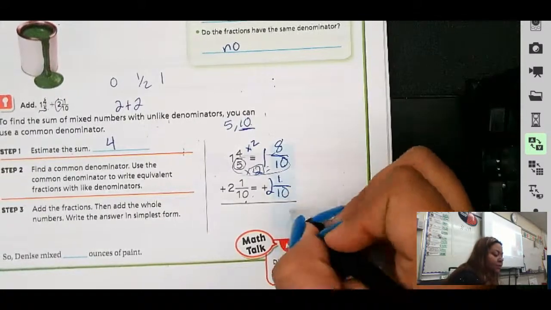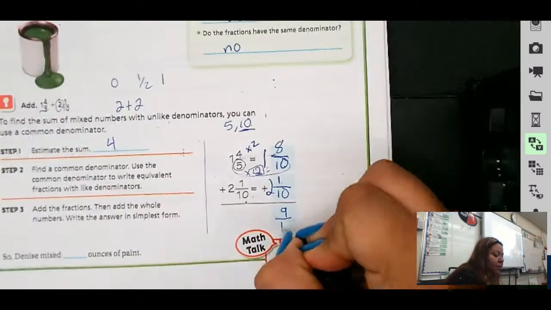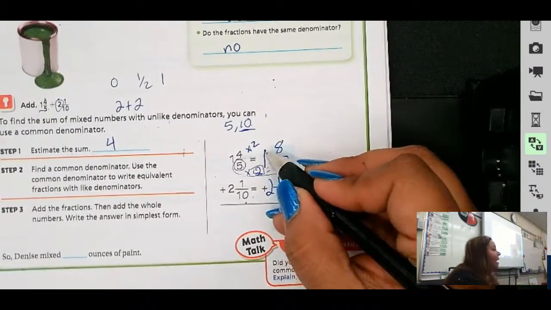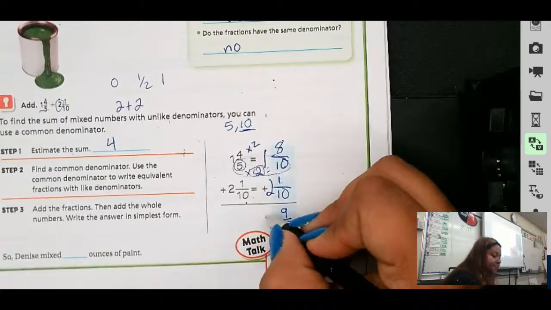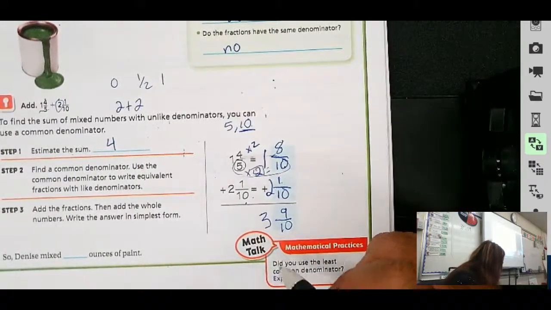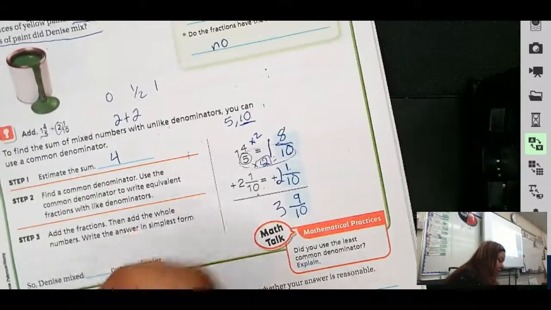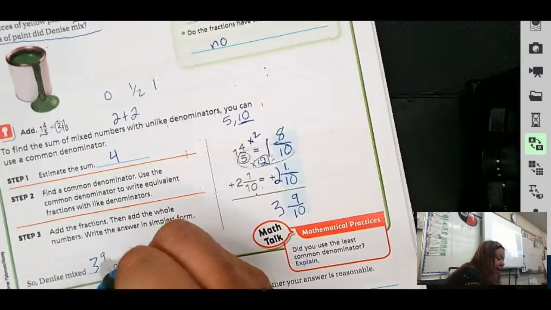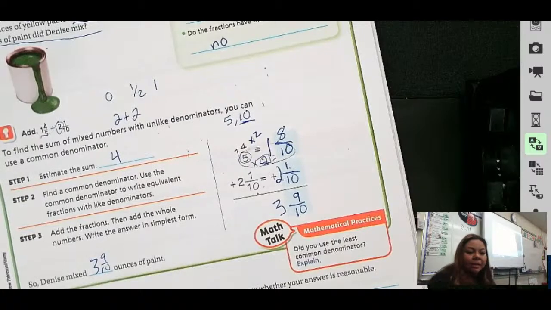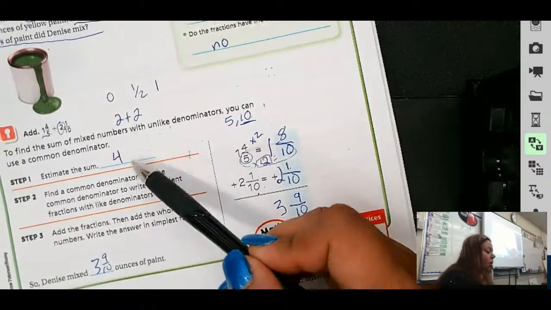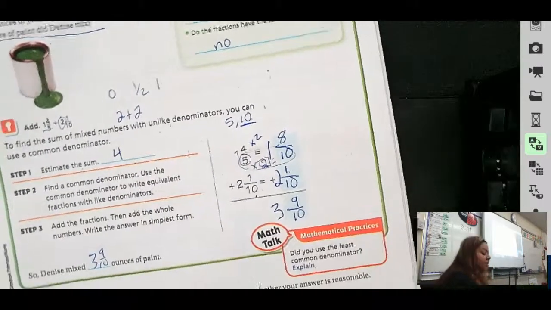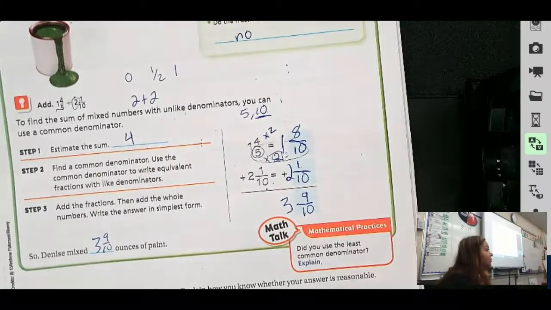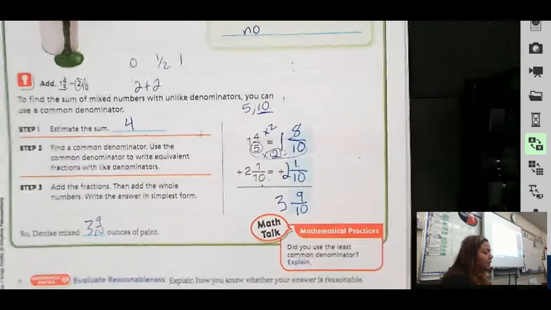What's 8 plus 1? 9. And then we keep the denominator, just carry it down. And now we add the whole numbers. What's 1 plus 2? 3. So that's 3 and 9 tenths. So Denise mixed 3 and 9/10 ounces of paint. Now compare your answer to your estimation. It was really close, right? 3 9/10 is almost 4. So that means that we rock.